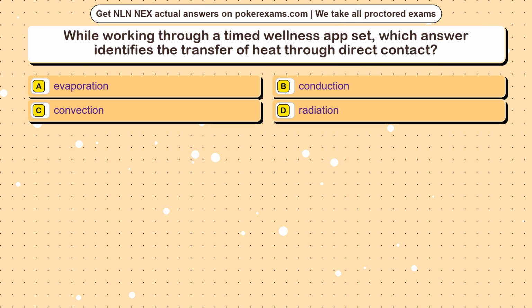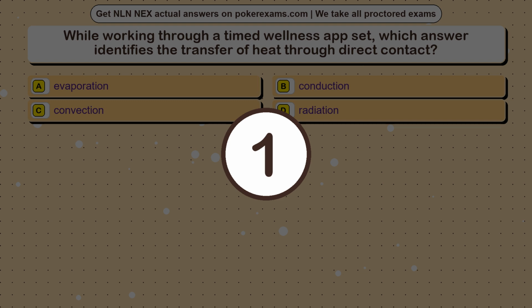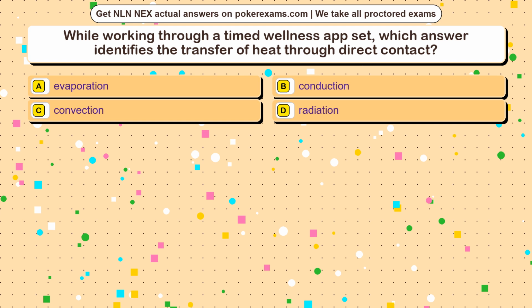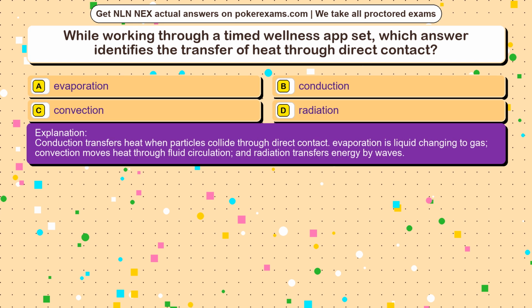Question 8. While working through a timed wellness app set, which answer identifies the transfer of heat through direct contact? Option A, evaporation. Option B, conduction. Option C, convection. Option D, radiation. The correct answer is option B. Conduction transfers heat when particles collide through direct contact. Evaporation is liquid changing to gas, convection moves heat through fluid circulation, and radiation transfers energy by waves.